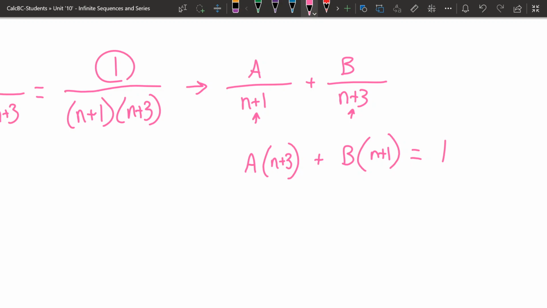Okay, so now we want to solve for a and b. So we're going to handpick selected n values to make sure that we can solve each one. So for the first one, let's let n equals -3. That's going to give us 0a, so that's going to essentially eliminate that variable. So for our b value, -3 plus 1 is -2. So we've got -2b equals 1. Solving for b, we get b equals -1/2.